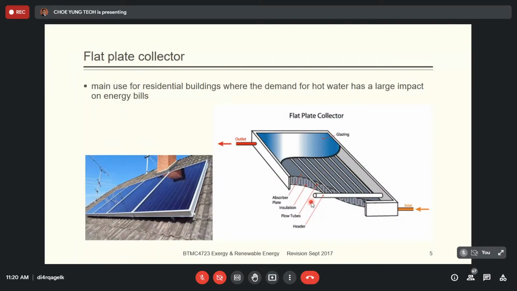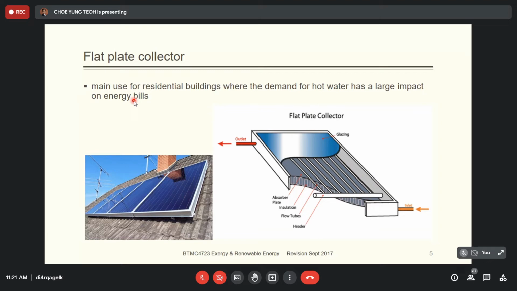This flat plate collector, I think, is still quite important because it is used widely as a hot water supply. So this is mainly used for residential buildings where the demand for hot water has a large impact on the energy bill, maybe in some countries which are colder. In Malaysia, what I mean is the hot water will not have too much impact on the TNB bill because the water itself is already near 30 degrees Celsius, and the shower water maybe just 35 degrees Celsius. You just need to increase the temperature by a few degrees Celsius to produce hot water for showering.